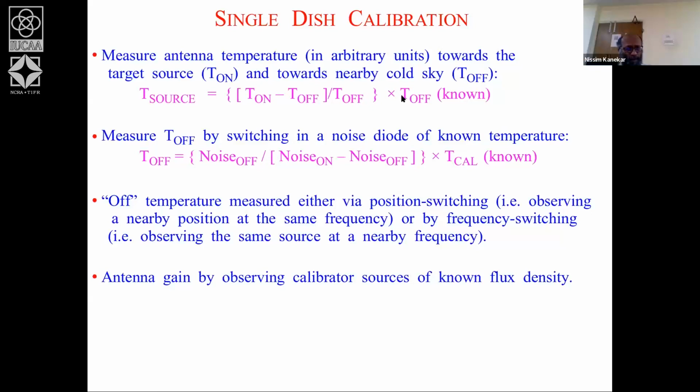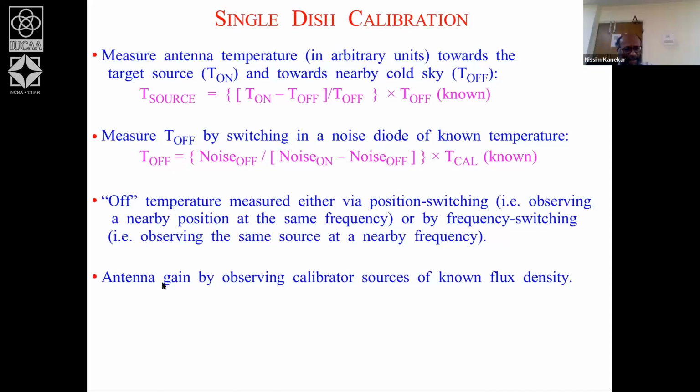And then you plug T off in this equation, measure the power on the source and the power off the source, and you get this quantity, and then you get the source temperature. And then if you know your effective aperture of the antenna, and hence the antenna gain, you simply infer the source flux density by saying that the T source is A_E divided by 2K multiplied by the source flux density.